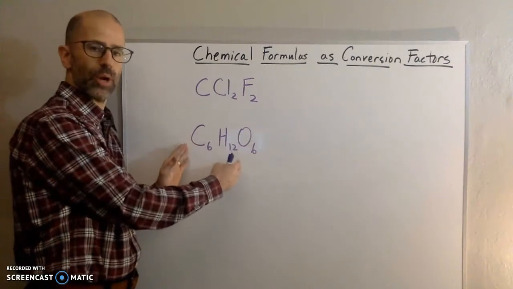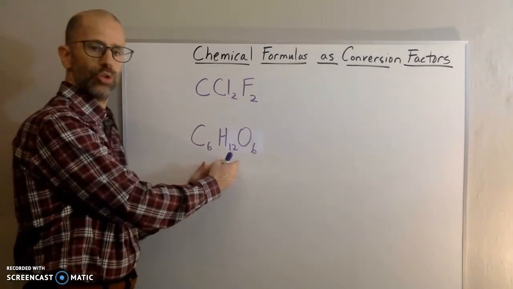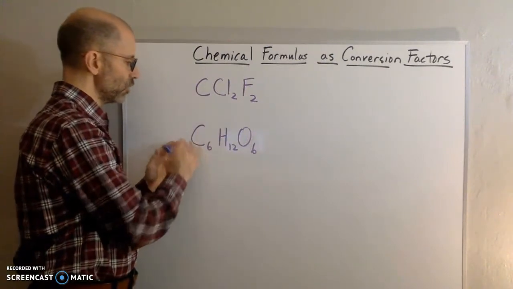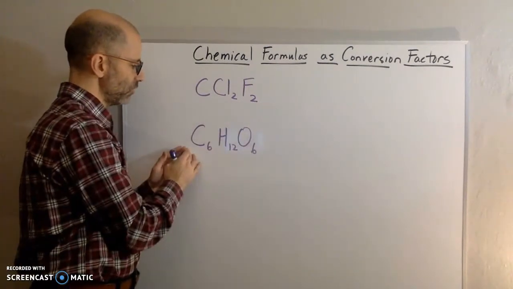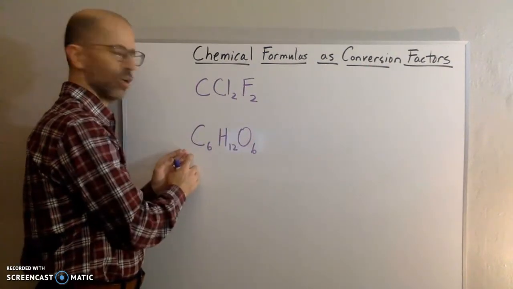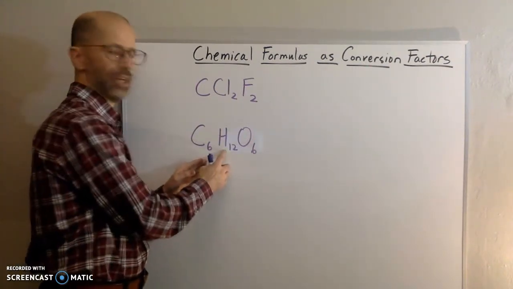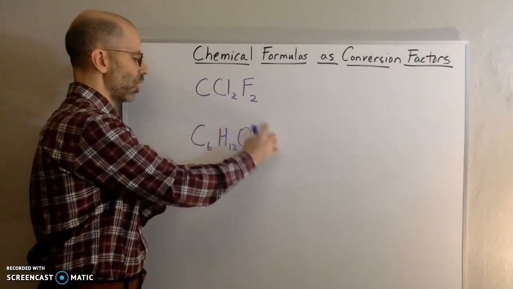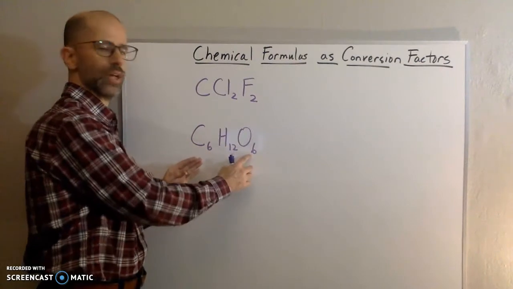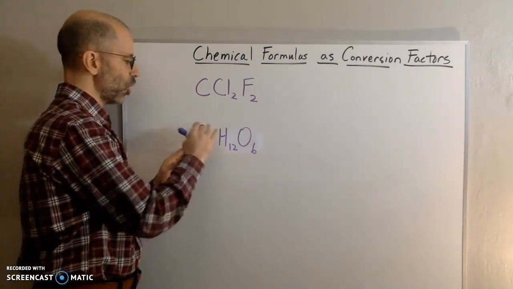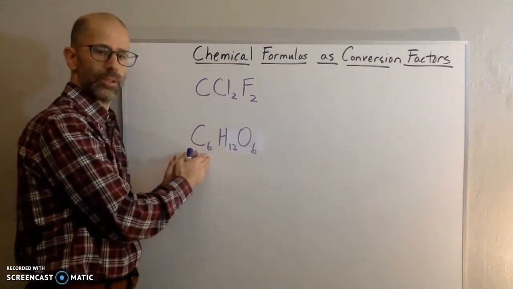So if I'm taking the ratio of the whole to the part, the whole is 1. So for every one of these, I get 12 hydrogens. For every one molecule of glucose, I get 12 hydrogen atoms. And the same thing goes with oxygen. For every one molecule of glucose, I get 6 atoms of oxygen. So there's a ratio between the whole and the part.